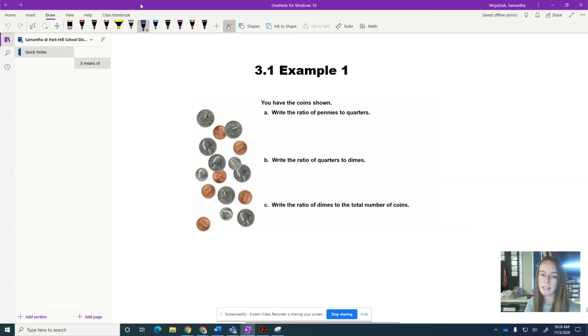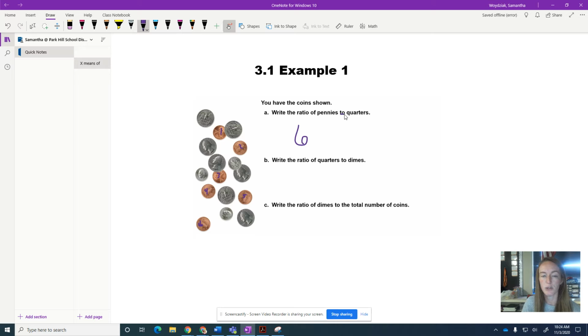2.1 example 1 says you have the coins shown. We see them over here. And letter A says write the ratio of pennies to quarters. So we're going to go and see how many pennies we have. And I like to just go ahead and write on the top to make sure I don't miss anything. So I have 1, 2, 3, 4, 5, and 6. So I have 6 pennies.